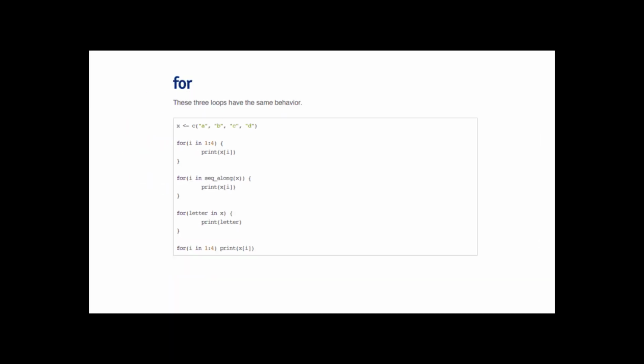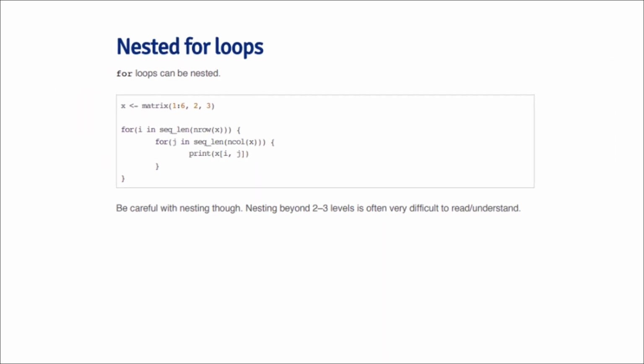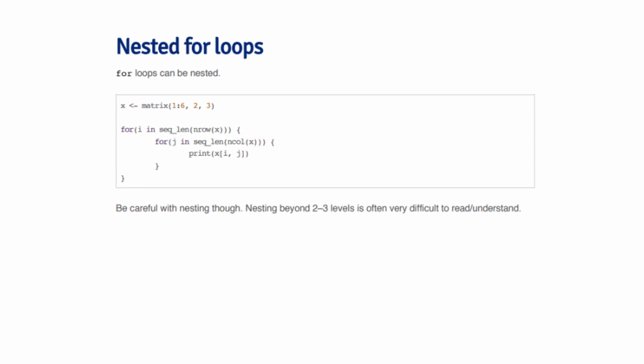For loops can be nested, so you can have a for loop inside of a for loop. The common thing, for example, is with a matrix that has 2 dimensions, where you might want to loop over the rows and then loop over the columns. So here the outer loop with the i index is looping over the rows, and I'm using a function called seq_len. The idea is that it takes an integer, which in this case happens to be the number of rows in x, and then it creates an integer sequence out of that.